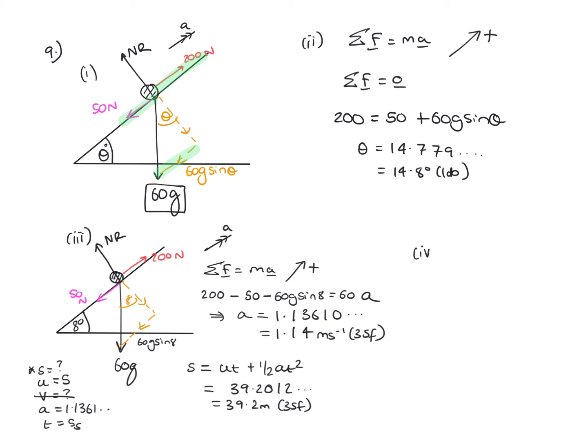And part 4 wants us to work out what is her speed now. Well, we can use V equals U plus AT in order to calculate this. And that comes to 10.6805, so 10.7 meters per second to 3 SF.